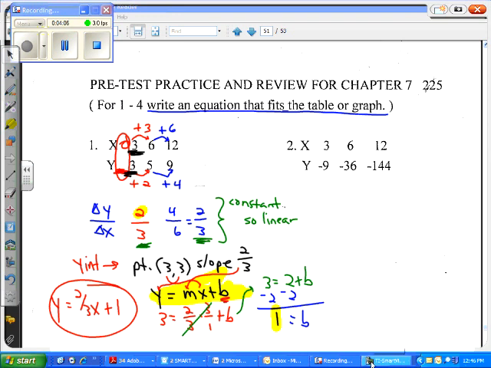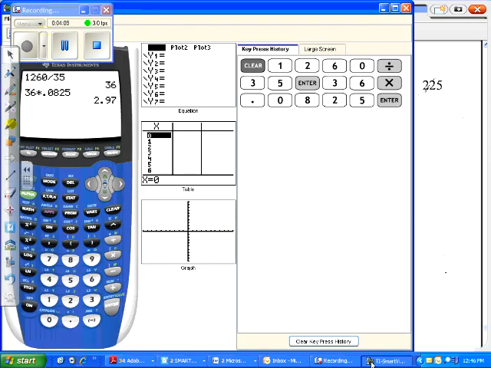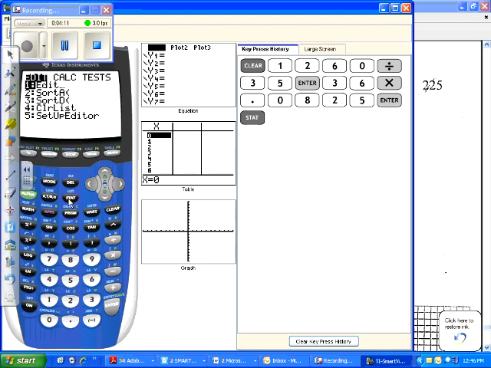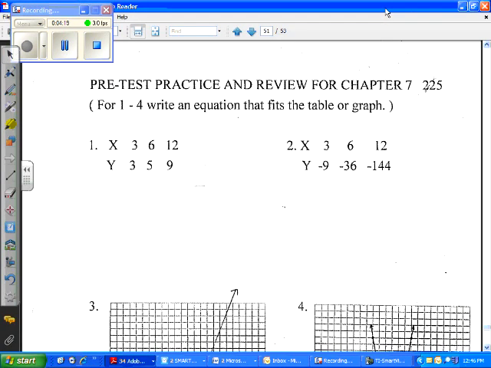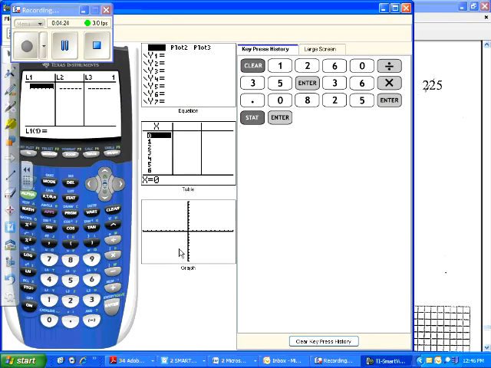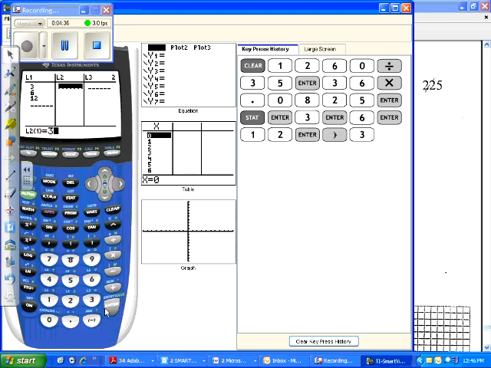Again, we could have gone to the graphing calculator. We could have gone to Stat, Edit. We could have put our x's in L1: 3, 6, 12. Enter 3, enter, 6, enter, 12, enter. Then go to the y's in L2. They were 3, 5, and 9. 3, enter, 5, enter, 9, enter.